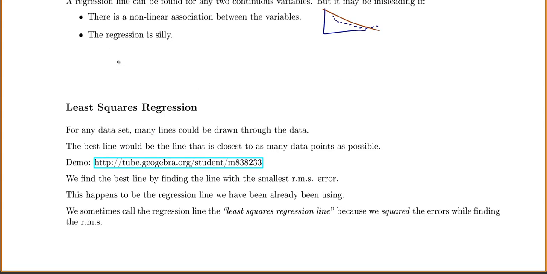So let's talk about what's called least squares regression. For any data set, many lines could be drawn through our data. The best line would be the line that's the closest to as many data points as possible. So we're going to use an applet to demonstrate this. What we want to do is find the best line by finding the line with the smallest RMS error. And it turns out that this is actually going to be the regression line we've already been using. But let's go try.